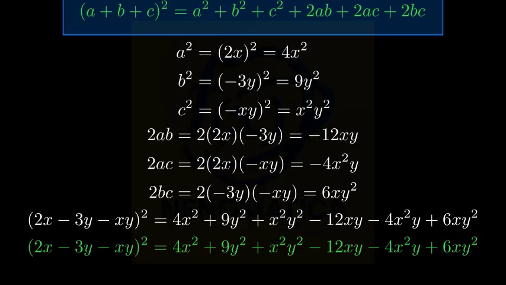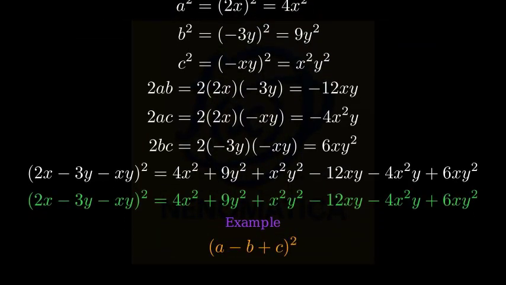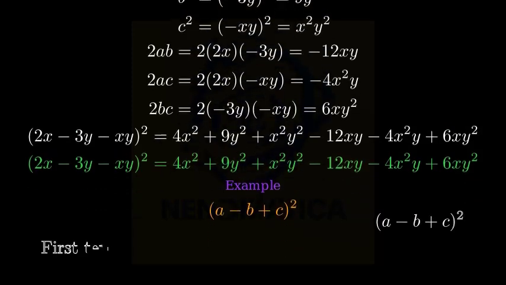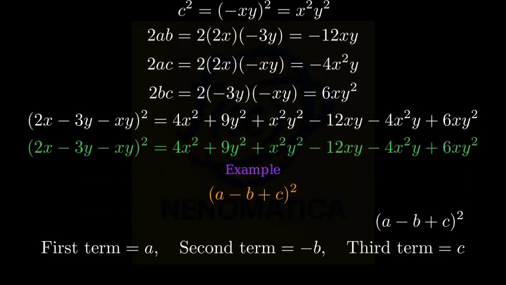Our second example is (a minus b plus c) squared. Again, we'll use the trinomial square formula. Here, the terms are simply a, negative b, and c. Let's apply the formula again.